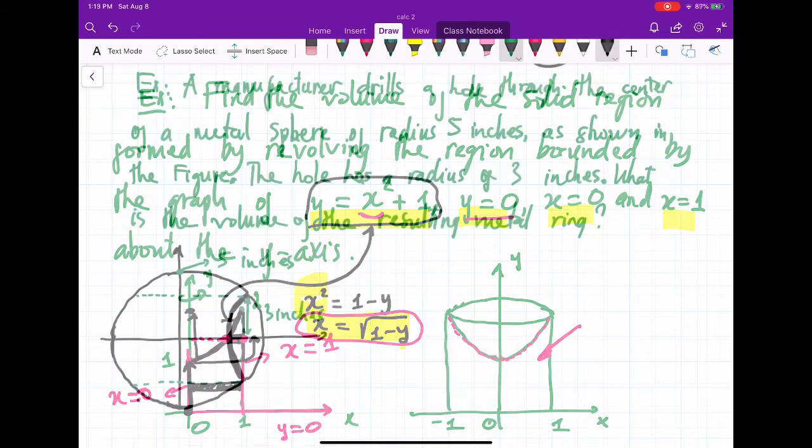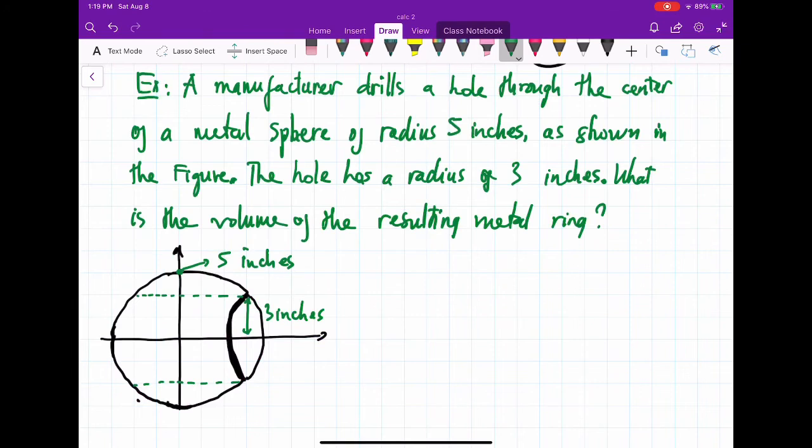Right? In order to finish this video, let's consider a very interesting problem, and I think you see that almost everywhere, right? So if you have a ring, a metal ring, like this. So how to make a metal ring? They drill a hole through the center of a metal sphere, right? They start from a metal sphere and then they drill a hole.